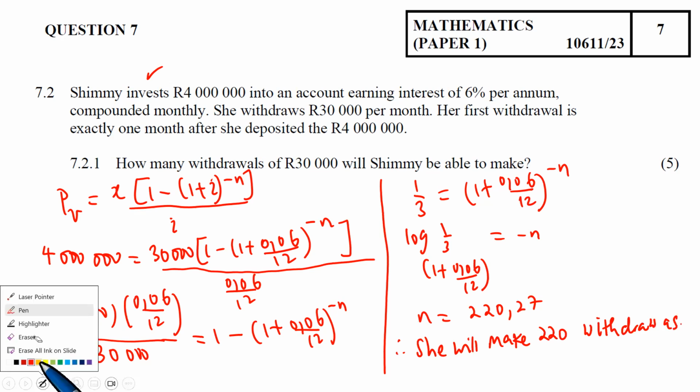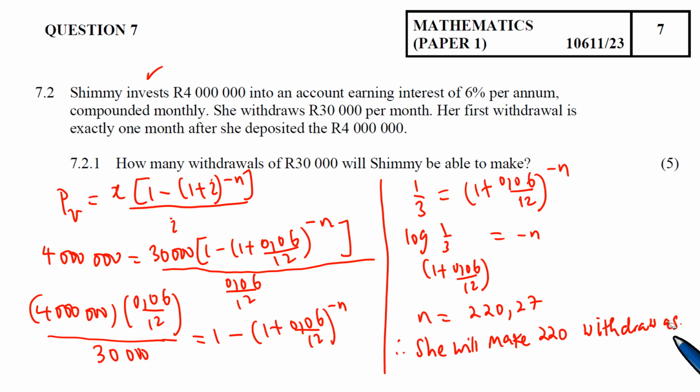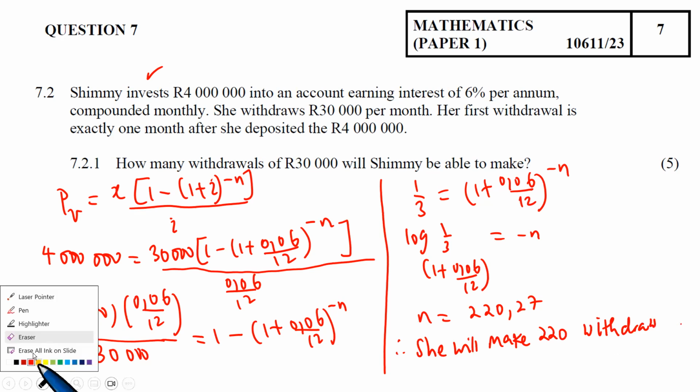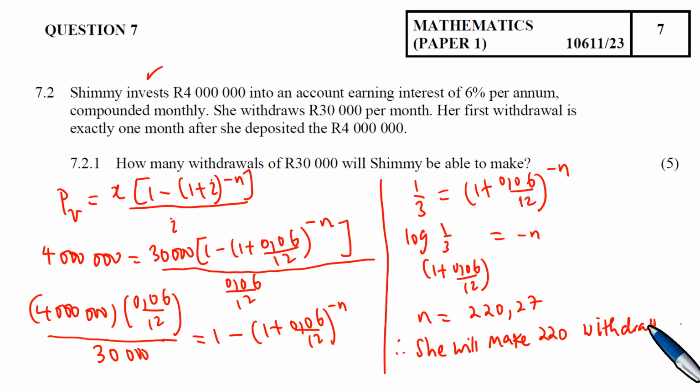Just note that one here. She'll make 220 full withdrawals altogether, because we're looking at withdrawals of 30,000 from an investment of 4 million into an account earning interest of 6% per annum compounded monthly. Next question.